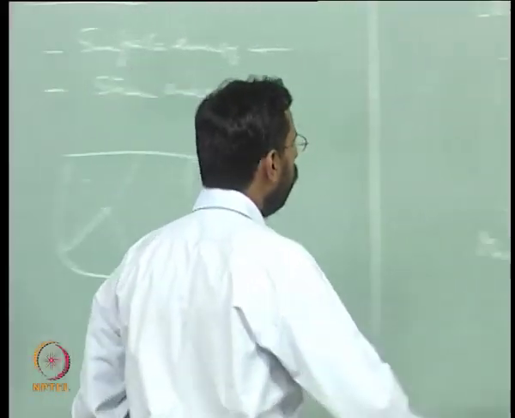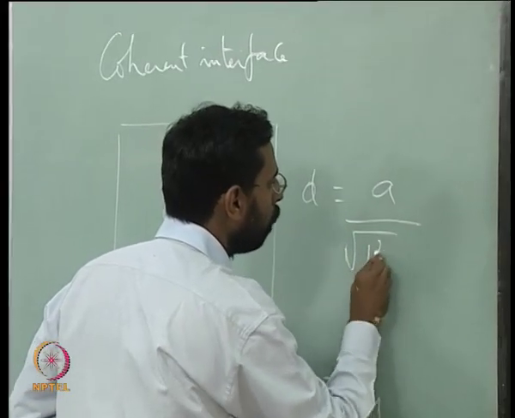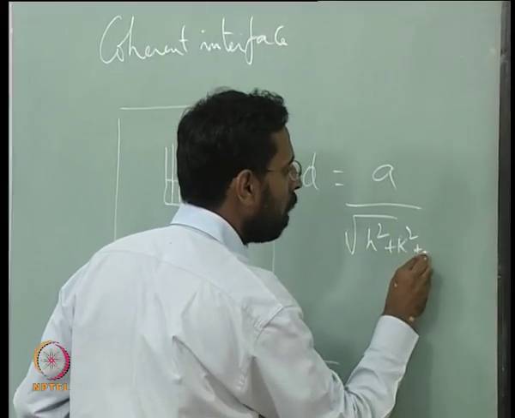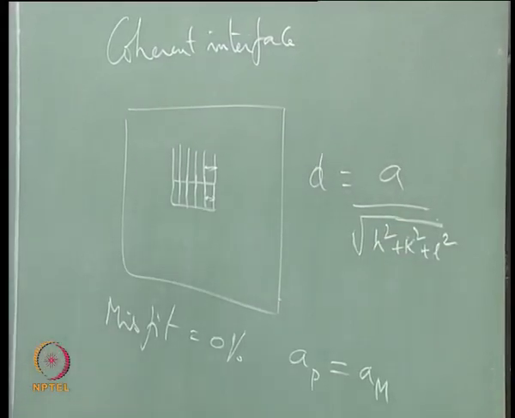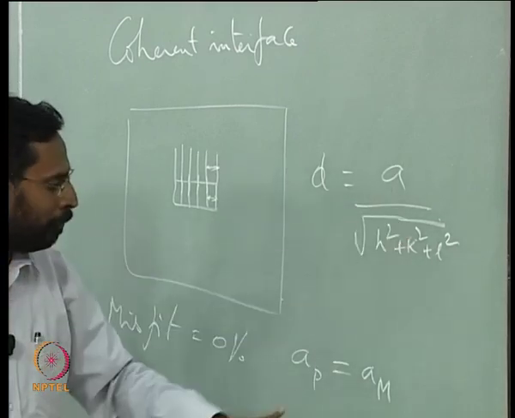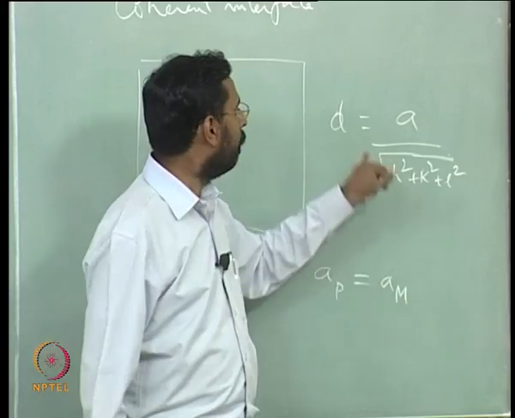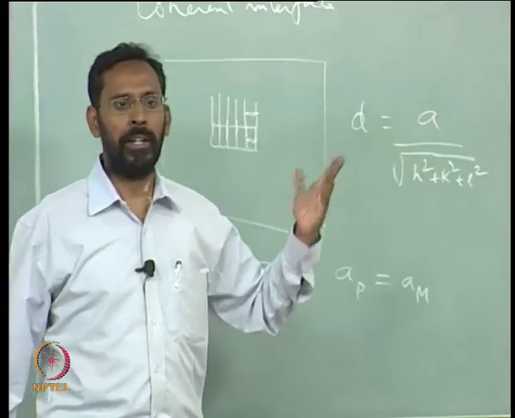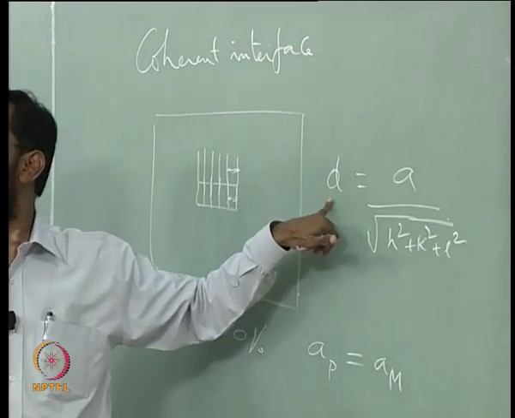Correct. So we know that d is a by under root h square plus k square plus l square. This is only for cubic. So if that is the case, I know that if a of the matrix and precipitate are the same, then the d for any plane, whether it is 1 1 0 or 1 0 0 or 1 1 1, you would also see the d will be the same.